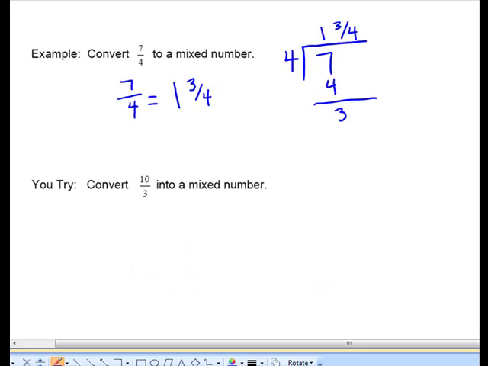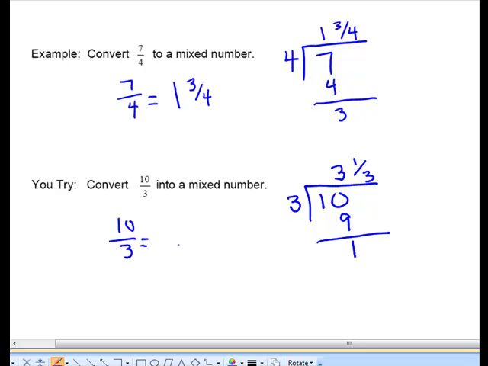Here is one more example. Convert 10/3 into a mixed number. So we're going to divide denominator into numerator. So 3 into 10. And we can't go into 1, so we have to go into 10. 3 into 10 will go 3 times. Multiply back. 3 times 3 is 9. Subtract. Your remainder goes back over your divisor as a fraction. So 10/3 is equal to 3 1/3.